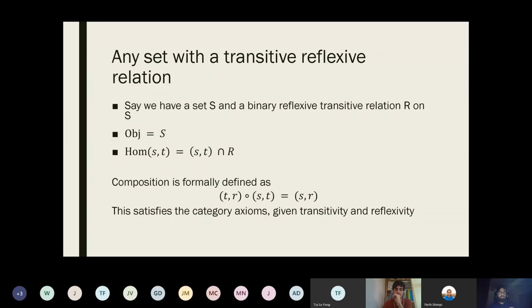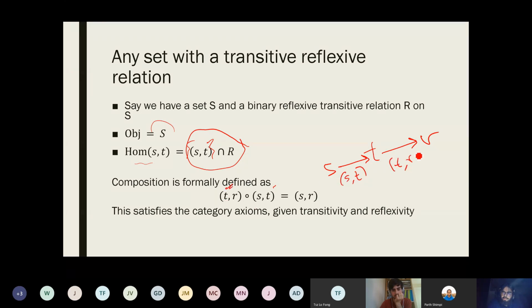And here's a more formal example. We have any set S with a binary reflexive transitive relation. The objects are just the elements of the set, and the maps are this thing. There's an arrow between S and T if and only if S is related to T under this relation. And composition is defined as this, as in go from S to T to R. And this corresponds to this map, and this element corresponds to this map, and we have composition like that. If I didn't mix up my letters, but I think you get the picture.